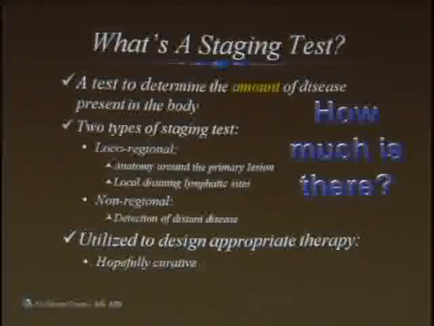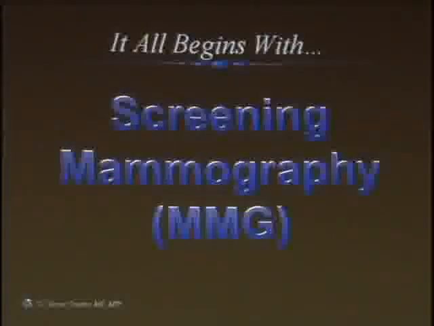It's all about how much disease is there. Why? Why do we need to know that? Because treatment is designed around how much disease is present. One treatment varies from another based upon the burden of disease in the body. It all begins in breast with one test. This is the test you order. It all begins with screening mammography.